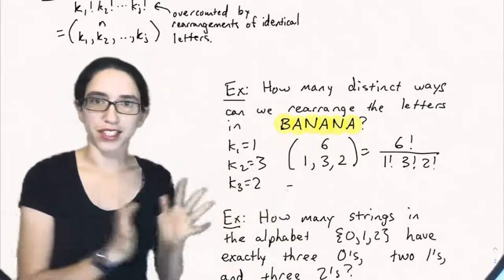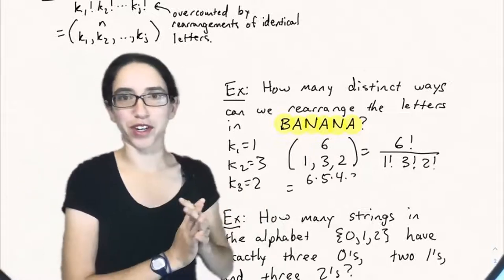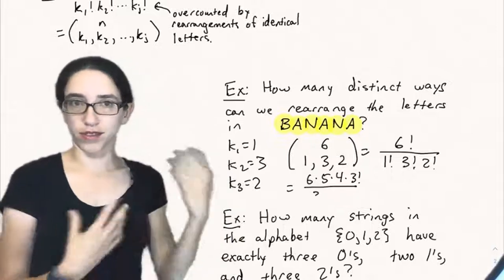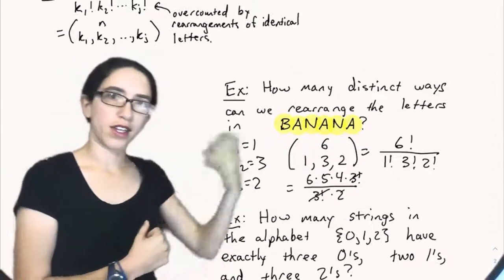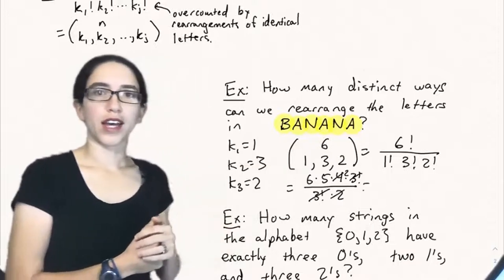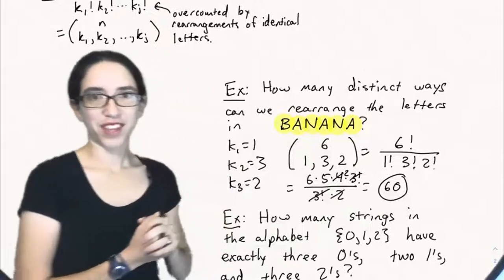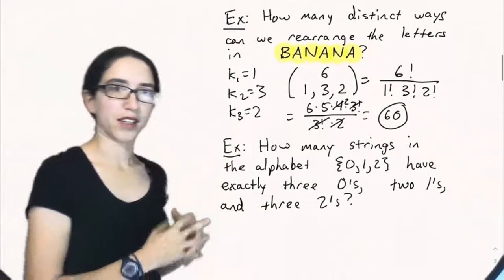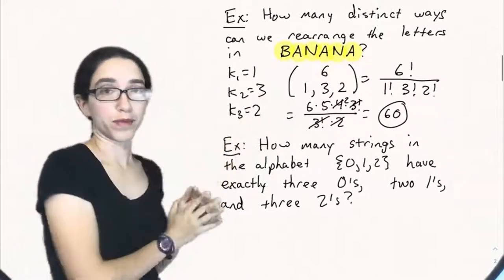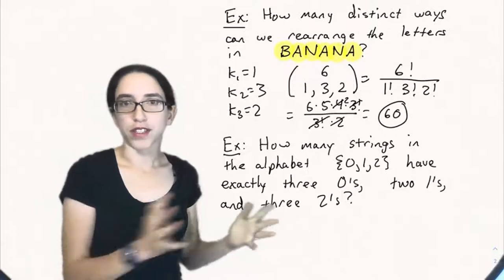And let's cancel out the factorials as usual here. So it's 6 times 5 times 4 times 3 factorial. So the 3 factorials cancel. And we get a 2 in the denominator. Let's cancel that with the 4. And we get 6 times 5 times 2, which is 60. So we've counted the number of ways of rearranging the letters in the word banana by just plugging it into this multi-choose formula. Here's another example of the same form.